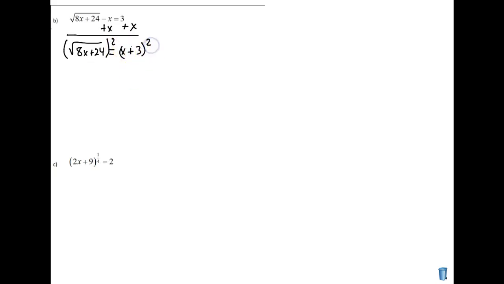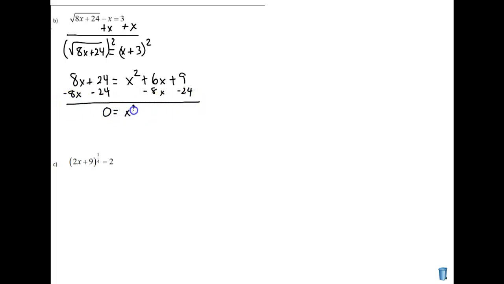Think about what this means to square this side, okay? So this gives me 8x plus 24 here. And what I have here is x squared plus 6x plus 9. Don't forget this is x plus 3 times x plus 3. Okay? So I can see that this is a quadratic that I need to set equal to 0 before I can solve. So I have 0 equals x squared minus 2x, and then this is going to give me a minus 15.